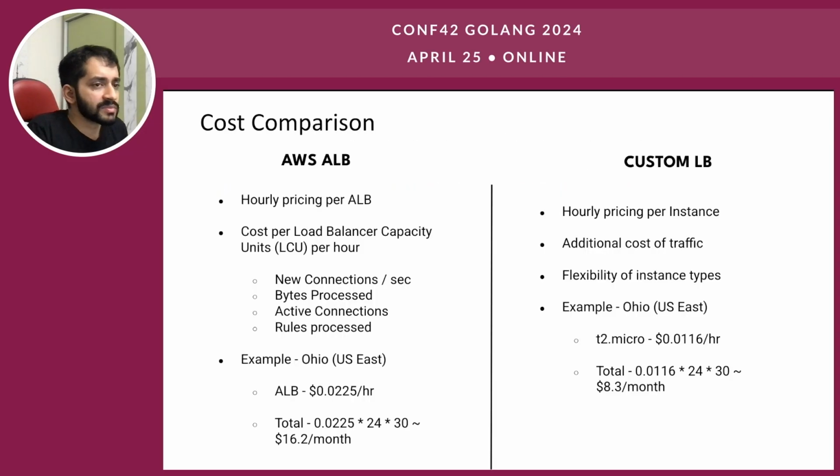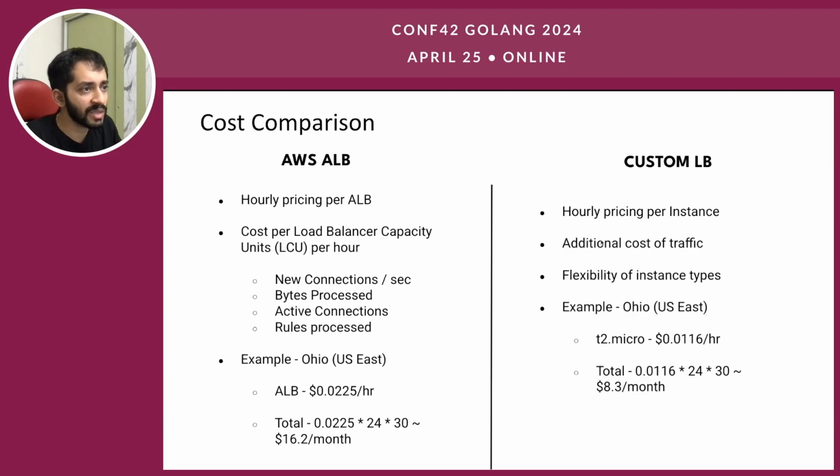So I would also like to do a bit of cost comparison across AWS LB as well as our custom load balancer, and as to why we would want to use our custom load balancer and how it's beneficial. AWS LB has hourly pricing, and it also has cost based on different aspects like number of connections, bytes processed, active connections, as well as rules processed. If you bring that up comparatively, it can look something close to $16 per month. I'm not even taking into consideration the cost of traffic or data processed. I'm only looking at some of the basic cost components here.